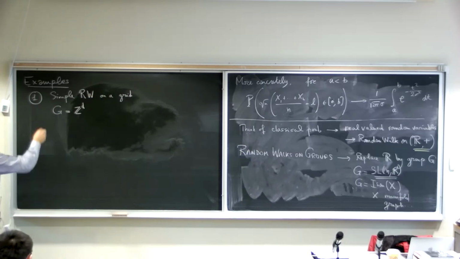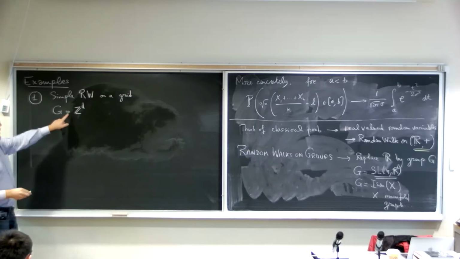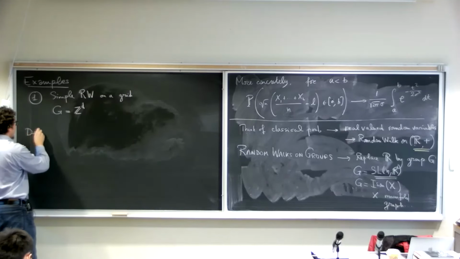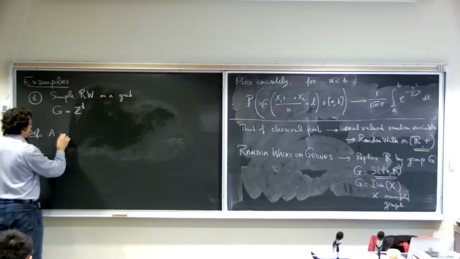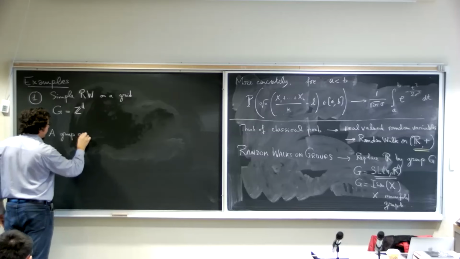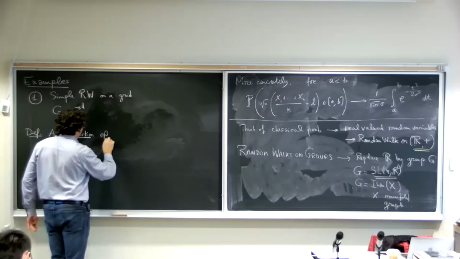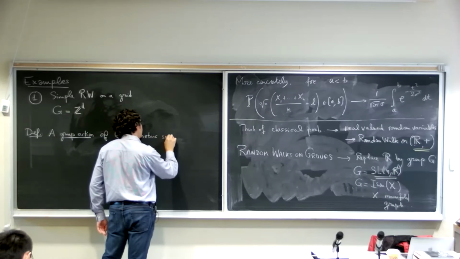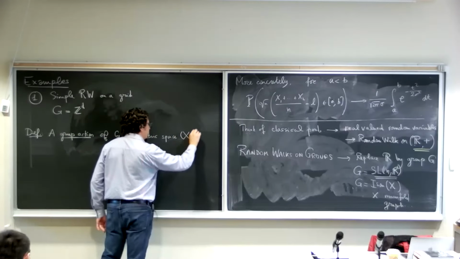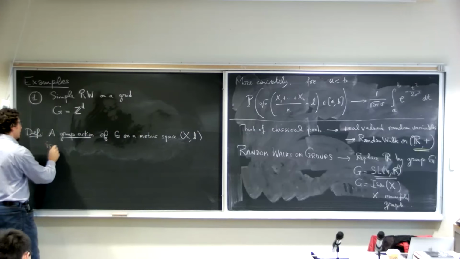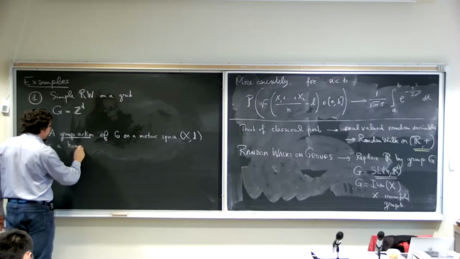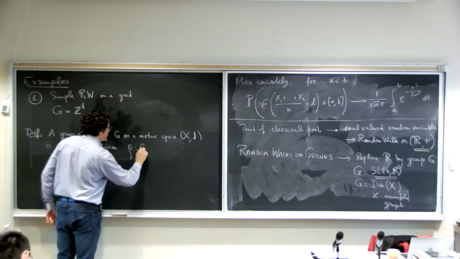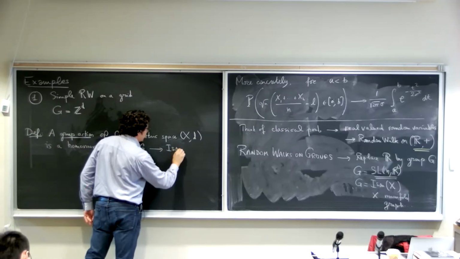And you can think of G as a group acting on itself. So in general, we use the following notation, which is very useful. A group action of a group G on a metric space X with some metric d is a homomorphism of groups rho from the group into the group of isometries of X.